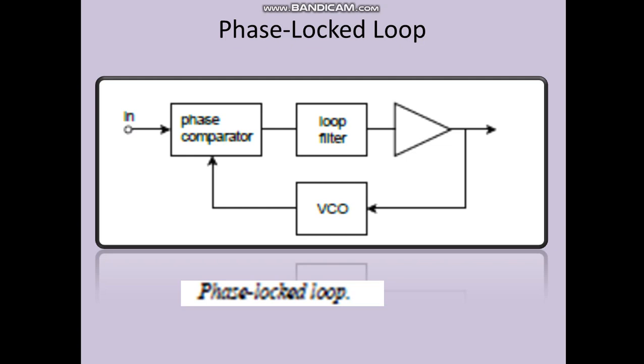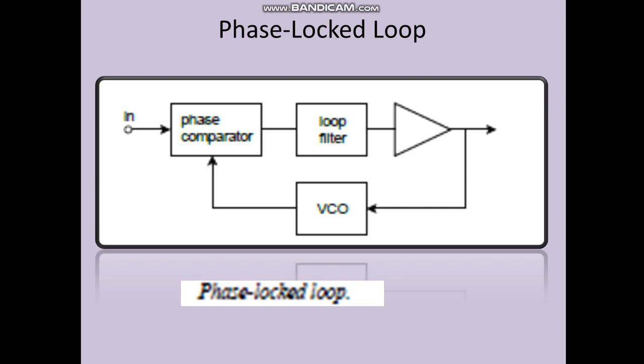So this is the block diagram of the phase locked loop. In a phase locked loop, the different components are the phase comparator, loop filter and VCO. There can be any form of lag circuit to provide the feedback. The feedback circuit consists of the VCO, voltage controlled oscillator.